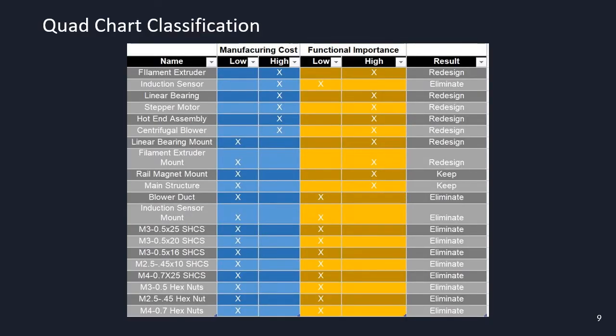This is the quad classification chart that was used to guide the redesign of our product. As you can see, the manufacturing cost and the functional importance are either ranked as high or low. Depending on those 2 factors, we get our result. One important thing to notice is things such as the main structure may be classified as keep, but we redesigned it in order to improve or eliminate other parts.